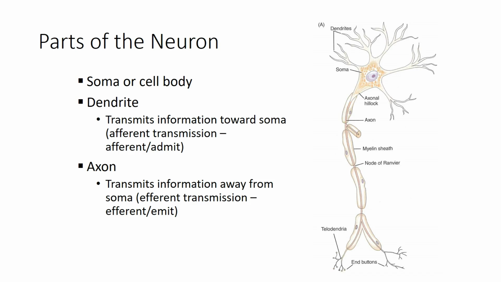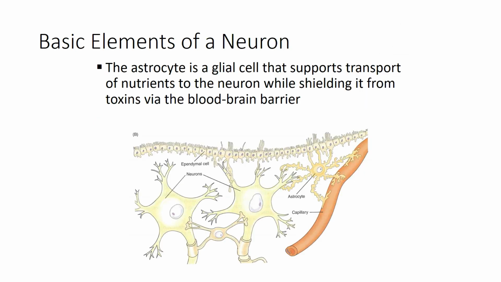This is sometimes referred to as an efferent transmission, and the terms afferent with an A and efferent with an E are very confusable with each other. I try to keep them straight by thinking of afferent as something that admits information and efferent as something that emits information, so the A and the E match up there. Neurons also have support cells like astrocytes that are glial cells that bring nutrition into the nerve cell. So in this image they show an astrocyte connected up to a blood vessel that helps take nutrition from the blood vessel and transmit it to the nerve.